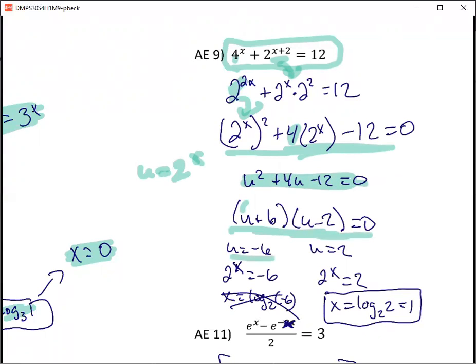Factor that: u equals -6, u equals 2. Resubstitute, and in resubstituting and solving, we have logarithm of a negative, which is again no bueno. Then 2 to the x equals 2, so we have log base 2 of 1.